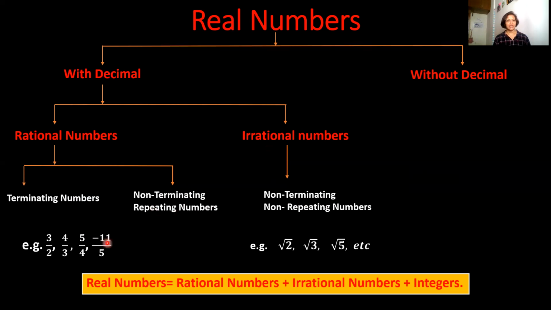In that form, you can write it as P upon Q. Here, the value of P is 3, 4, 5, minus 11. The value of Q is 2, 3, 4, 5, except 0. Q could be any integer, right? It could be minus 3, minus 7, minus 25, or 50, anything. So this is the form in which we write rational numbers.